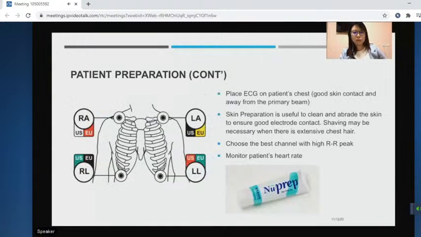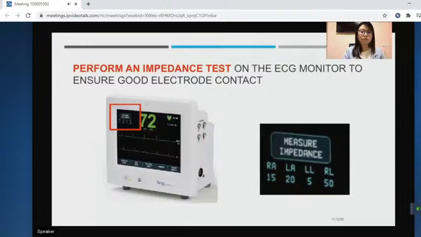So continue with our ECG leads, ECG electrode placement. Make sure we have a very good contact. Always choose the best channel with the highest R peak. And we can monitor the patient's heart rate when they do the breathing rehearsal. And for our machines, we have this impedance test to ensure there's good electrode contact.